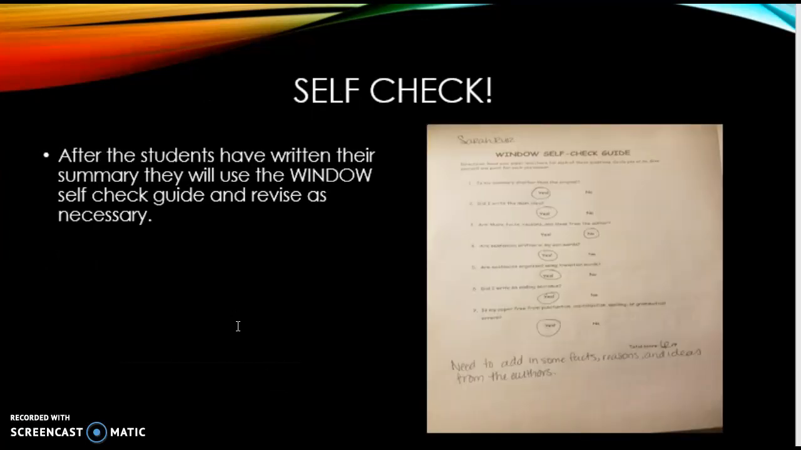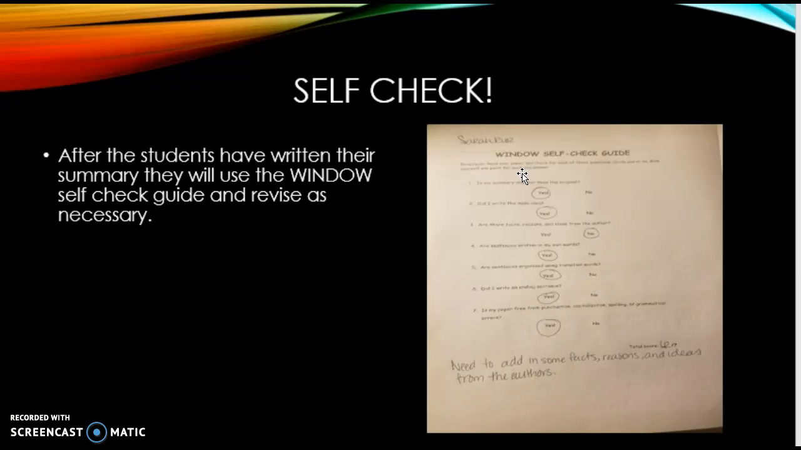So after the students have used window as a way to create a summary, window has a self-check guide. So to self-check, the students are going to use this guide and revise as necessary. So here it asks 7 questions, and the questions are just yes or no. So is my summary shorter than the original? Yes. Did I write the main idea? Yes. Are there facts, reasons, and ideas from the author? No. Are sentences written in my own words?